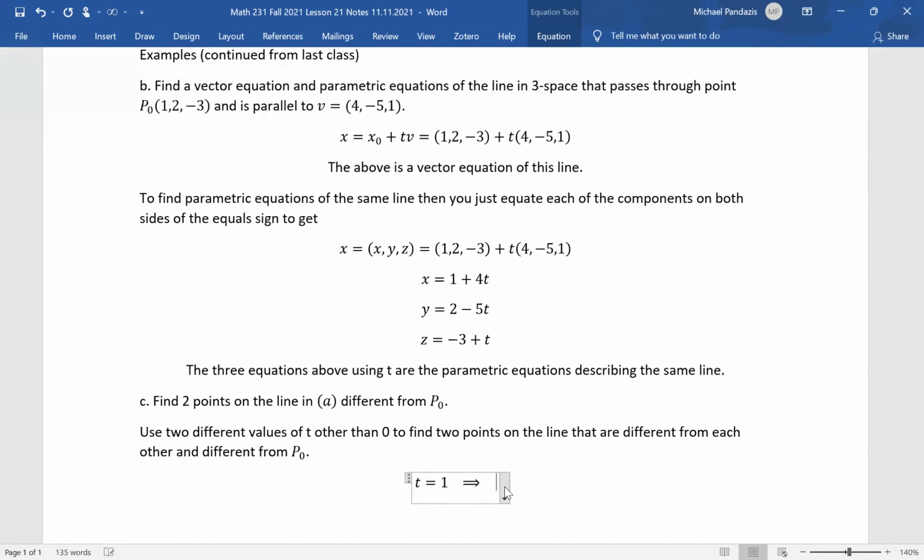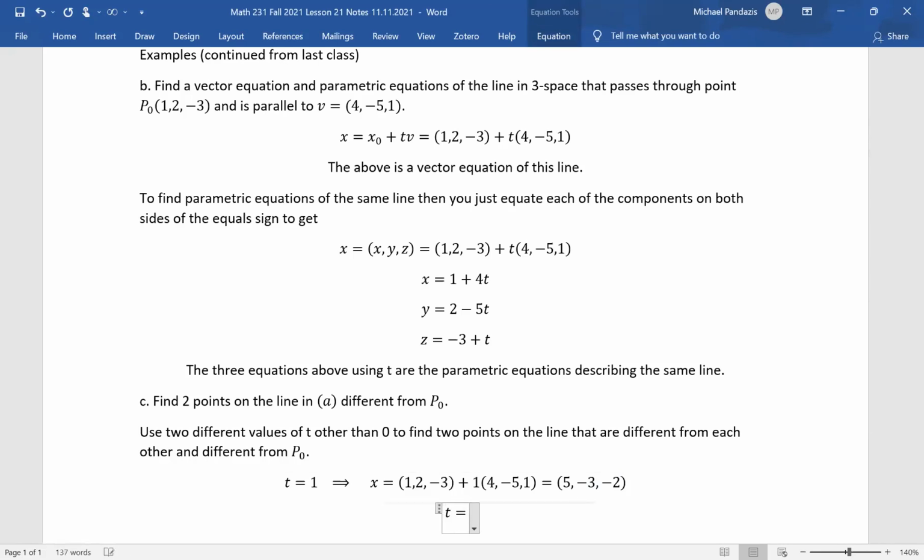Okay, then the corresponding point is when X is equal to this, the point on the line is this, where T is 1. So there's a 1 there. And so the point you get is the first component is 1 plus 4, which is 5. The second component is 2 minus 5, which is -3. And the third component is -3 plus 1, which is -2. So you get 5, -3, -2.